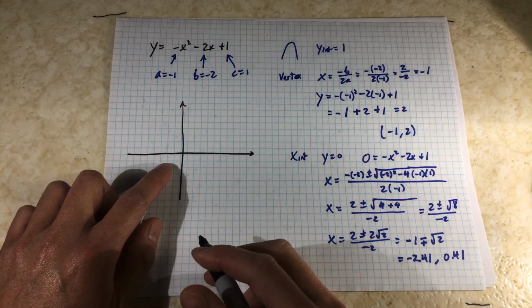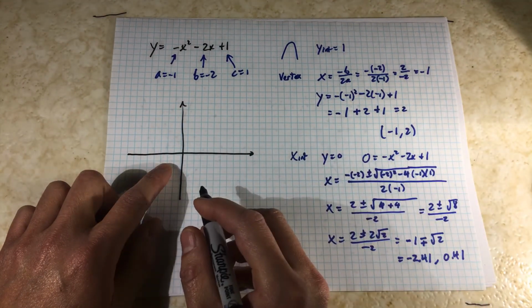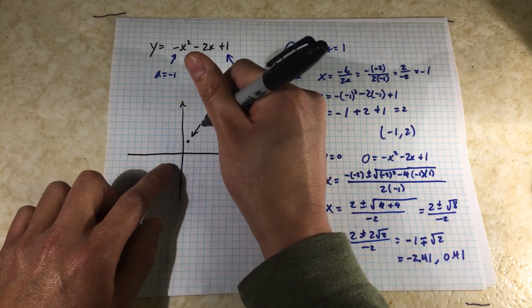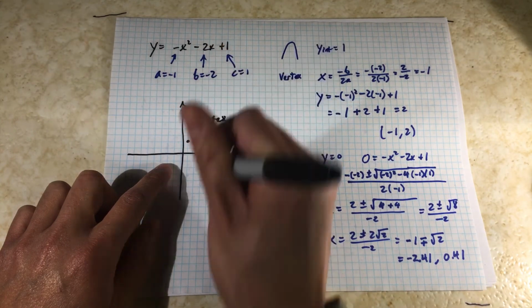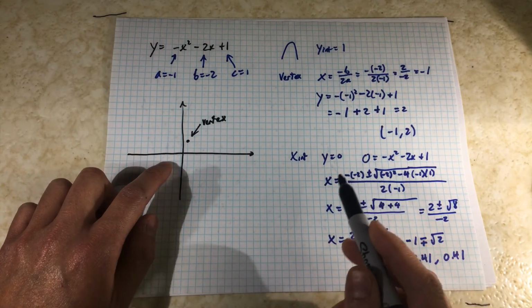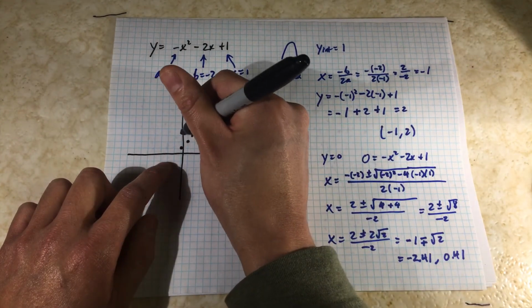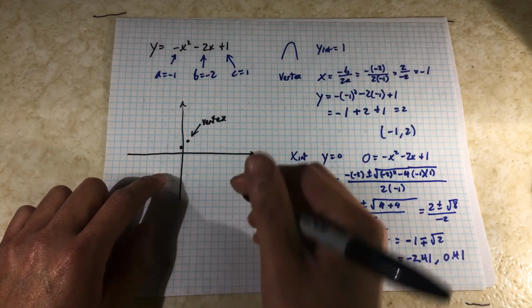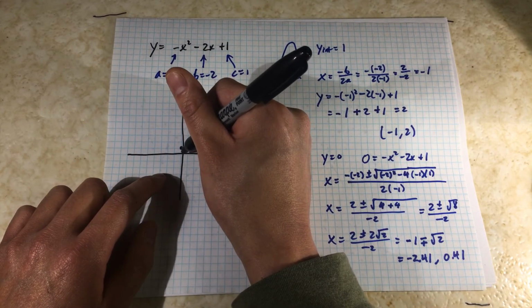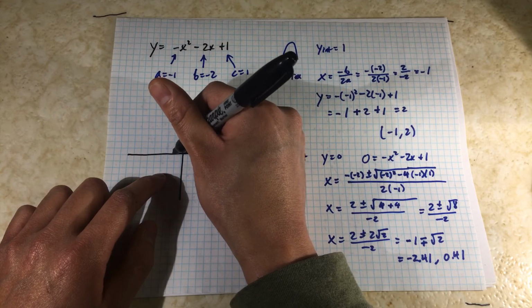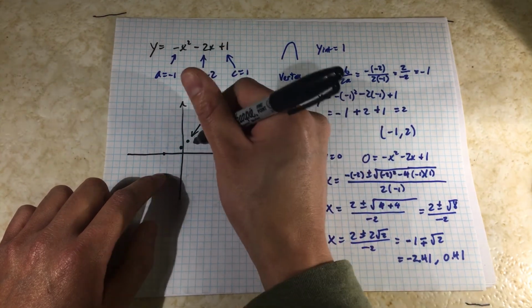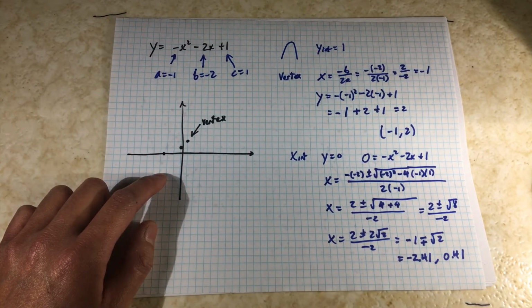So I'm going to put my vertex as (-1, 2). And then I'm going to do my y-intercept, which is 1. I kind of went off the line there a little bit. And then my x-intercepts are -2.41, and 0.41. Whoops, what did I do?